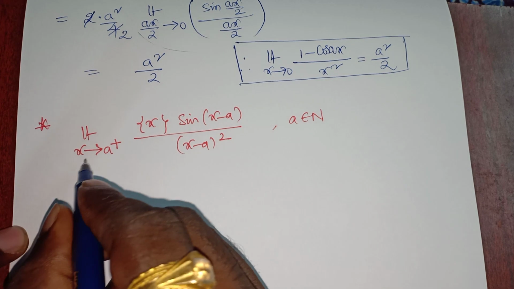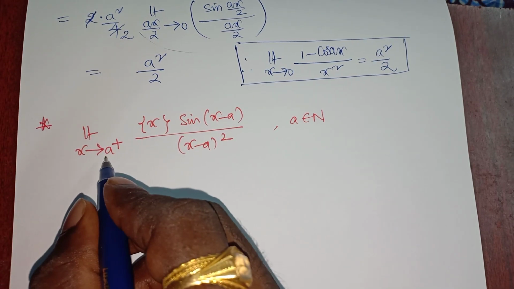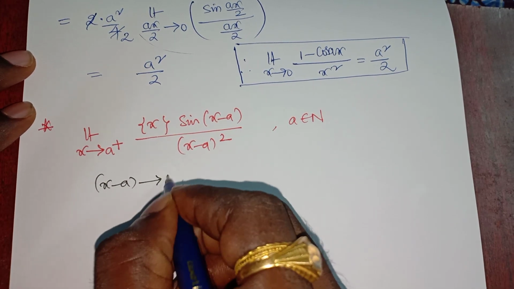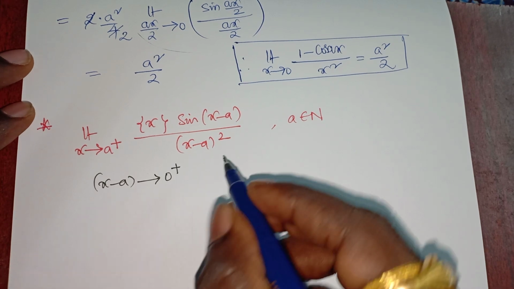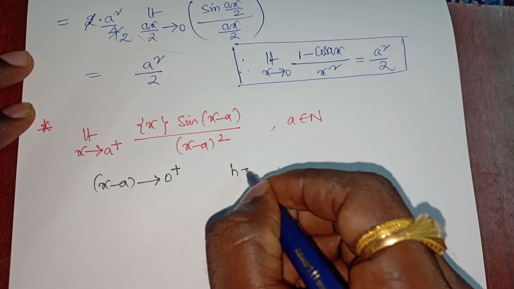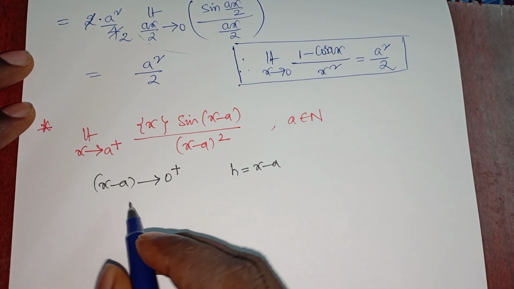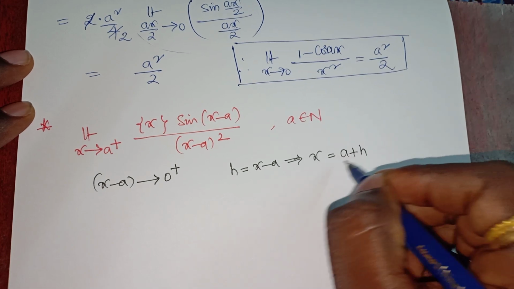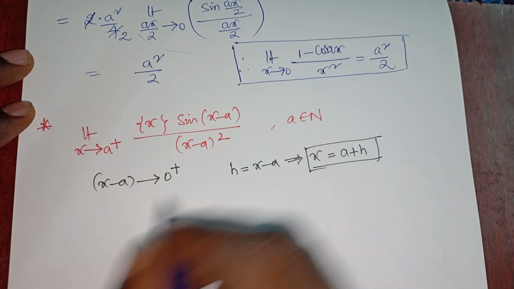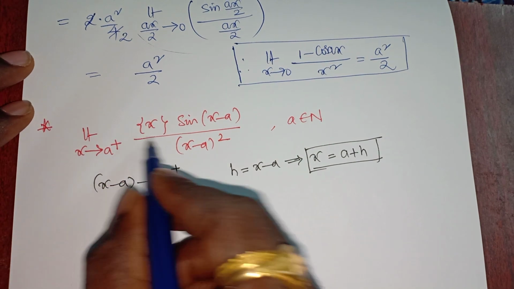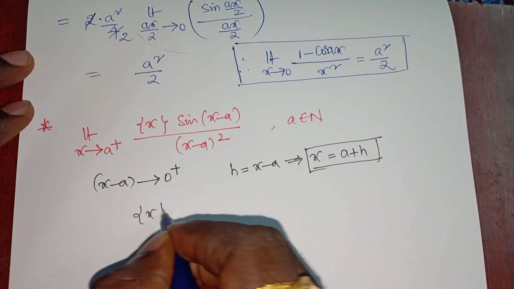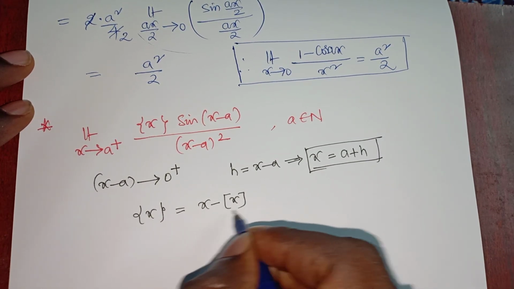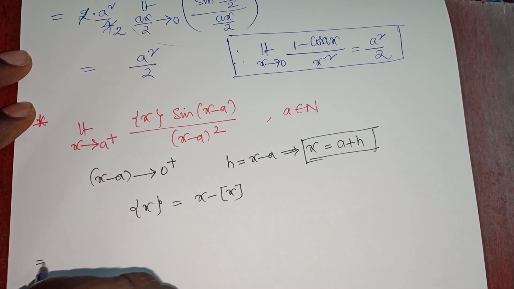See, x value approaches a from the right side, which means x minus a approaches 0 plus. Let h equal to x minus a, then x equals what? a plus h. And here one more condition is there: we already know that the fractional part of x is equal to x minus [x], the greatest integer function.